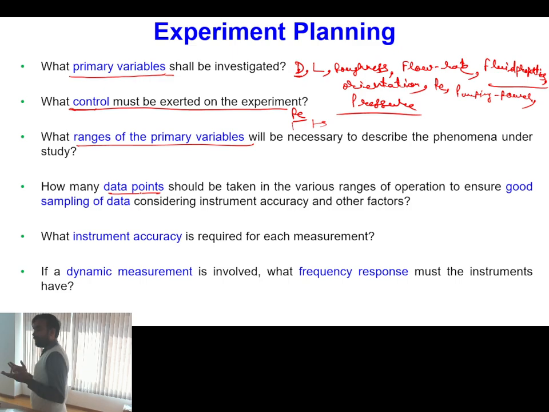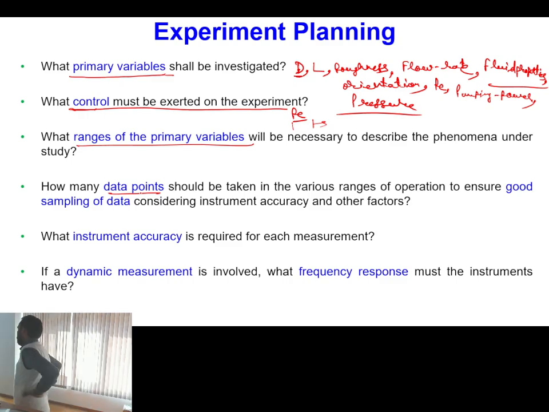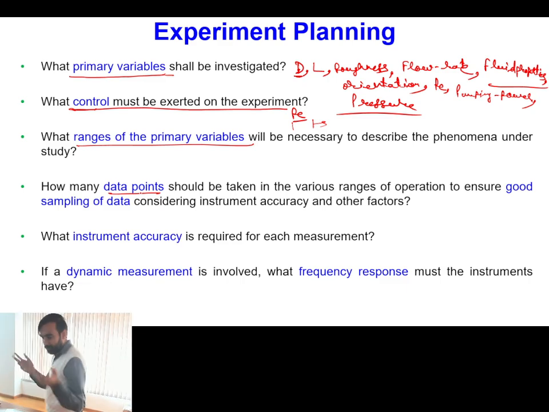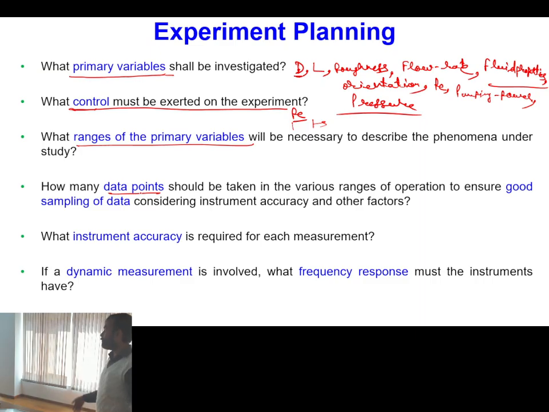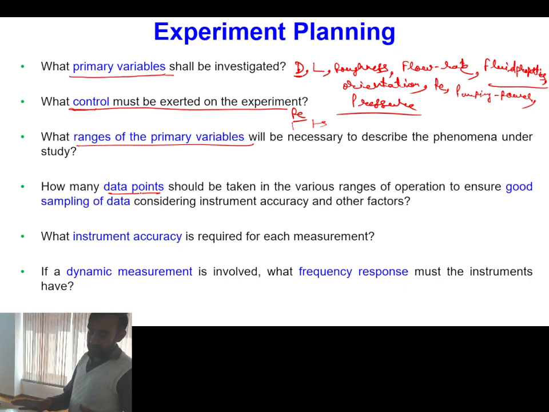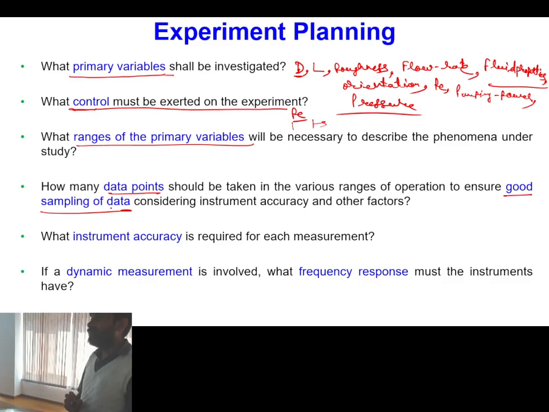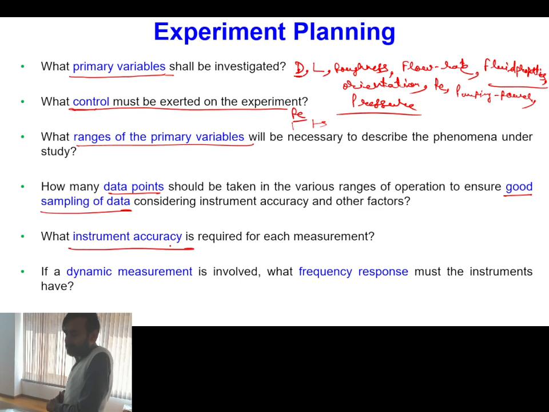For example, if you have to do an experiment of boiling inside a nuclear reactor, it is not very easy to just do the experiment, obtain the reading and then decide, no, this experiment is wrong, let me do it again. So you have to do proper planning for that. Whatever number of readings or data points you take, you should decide a priori in order to have a good sampling of data.